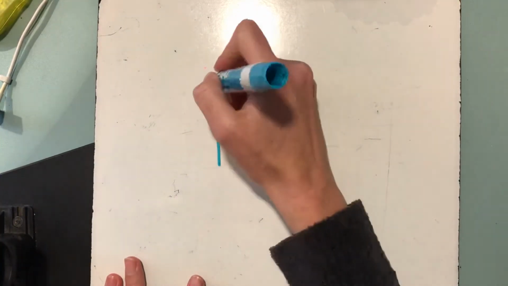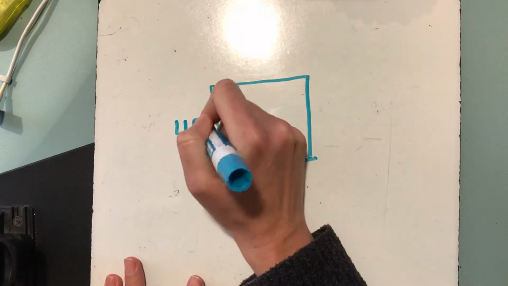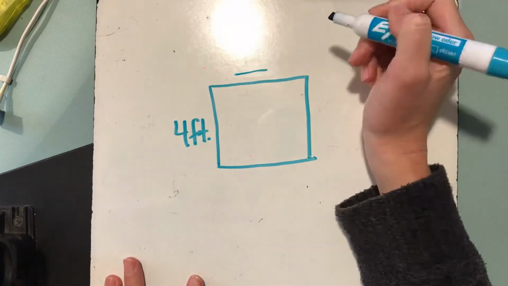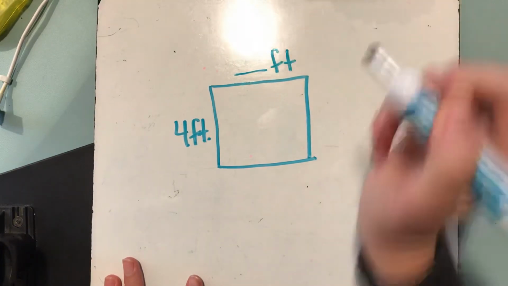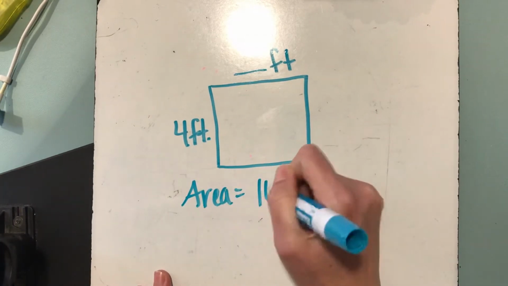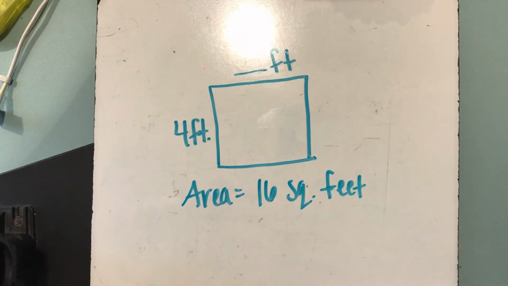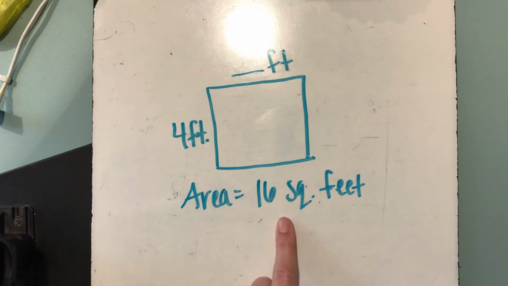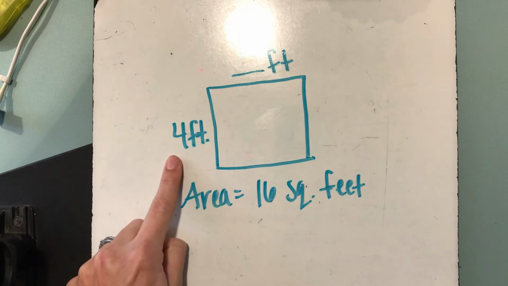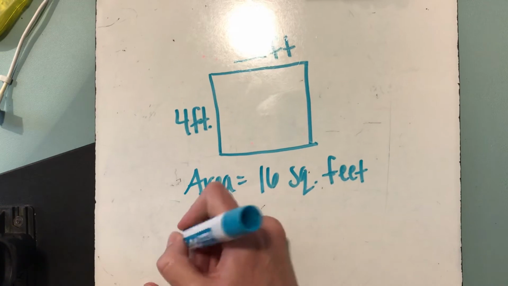So let's say we have a square. We know one of the sides is 4 feet. We don't know how many feet this side is. So I know right away, and then I know the area. I know the total area is 16 square feet. Okay, so I know the total. And if I remember from yesterday, if we knew the total and we knew one of the sides, we're going to have to divide to figure out what that other side is. So let's go ahead and do that.